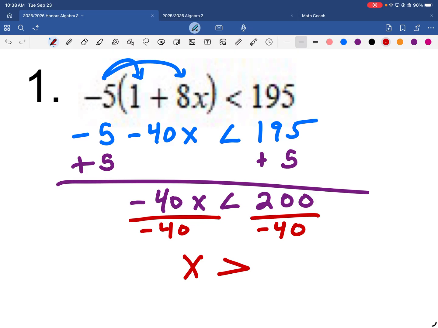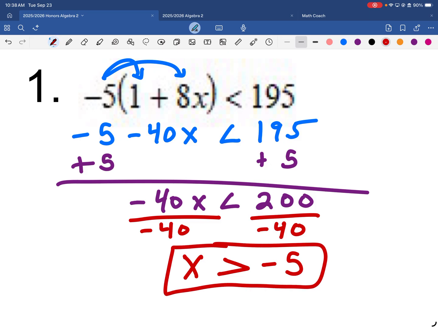If you think about what negative means, the opposite of. So if we're dividing by negative 40, we're dividing by the opposite of 40. So that means that we want to do the opposite of the sign that's there as well. So the opposite of less than is greater than. 200 divided by negative 40 is negative 5. So our solutions to this are all values of x that are greater than negative 5.